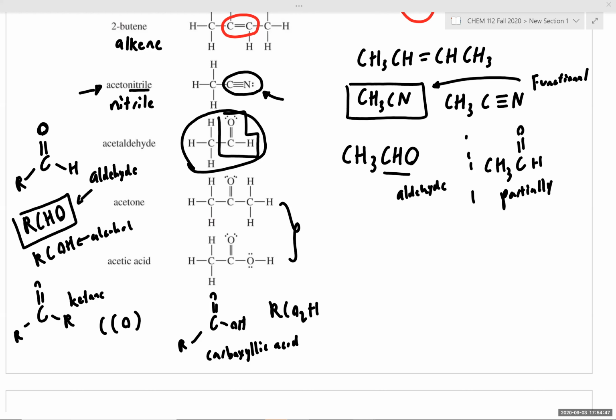So there are a few ways that we can write out the formula for acetone. First and foremost, we can write out the formula for acetone as CH3COCH3.